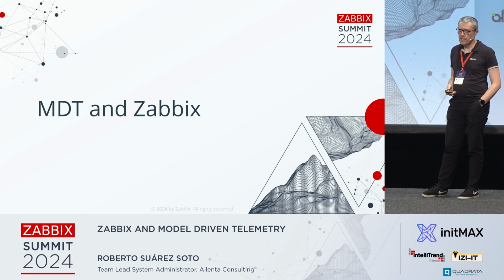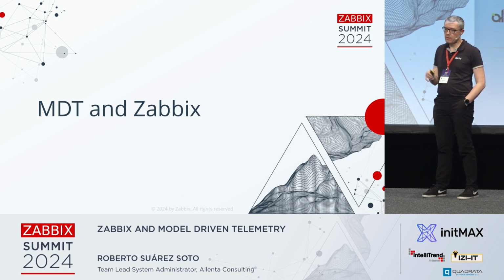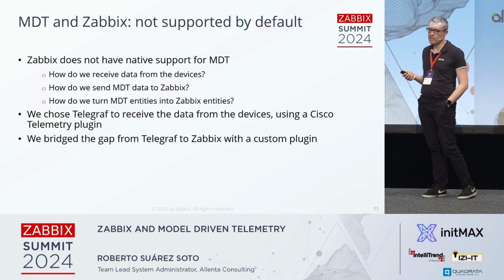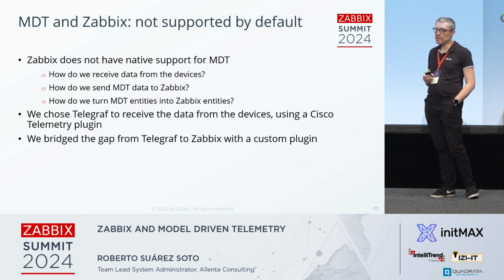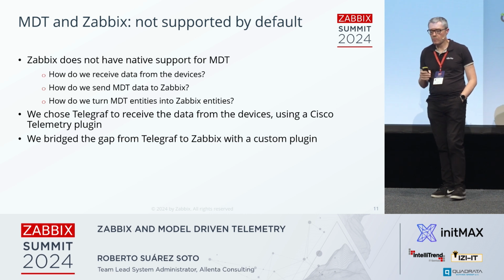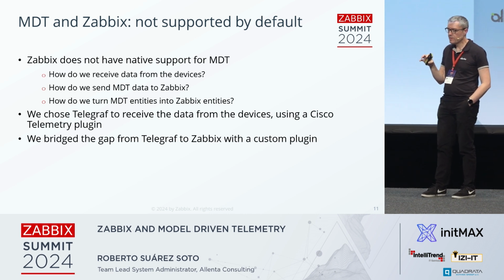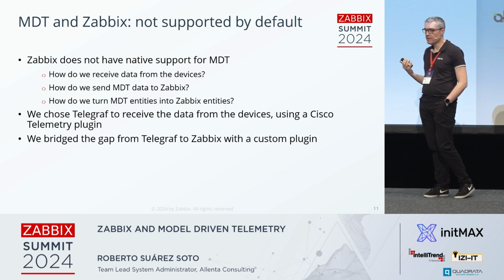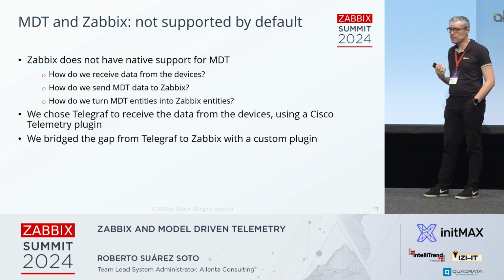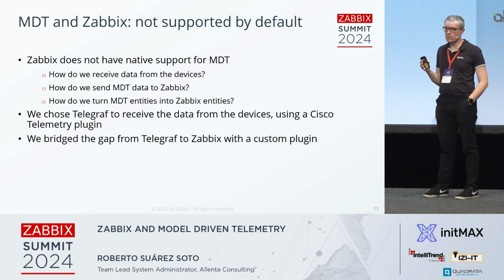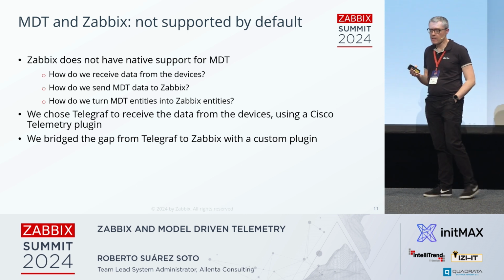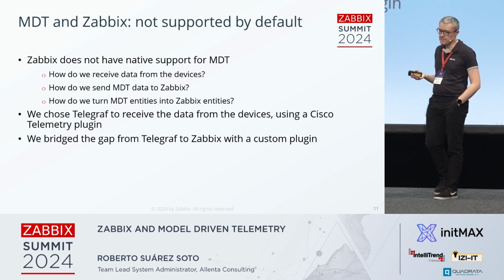So how did we put all this model-driven telemetry into Zabbix? Zabbix by default doesn't support this. So we thought, how do we get all this data from the devices to Zabbix, and then, even if you have this data in Zabbix, how do we parse it and turn it into entities that Zabbix will understand?